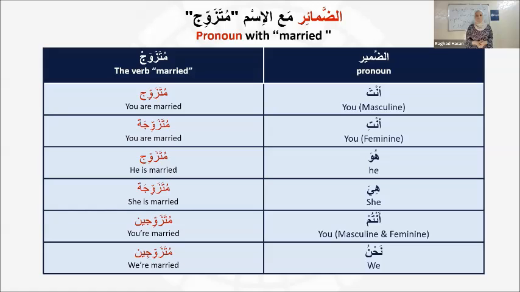أنتم, the plural for masculine and feminine. So أنتم, I will put متزوج, the noun, and then I will put the ياء and نون, متزوجين. So أنتم متزوجين. نحن, the same, متزوجين. So أنتم and نحن are متزوجين. أنتَ and هو, متزوج. And أنتِ and هي, متزوجة.